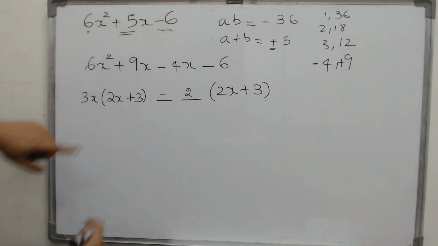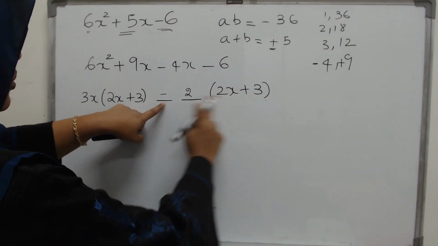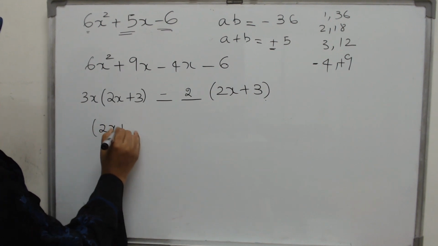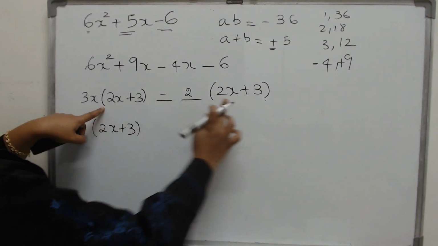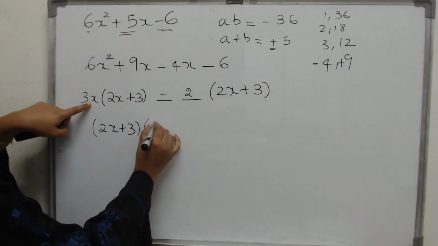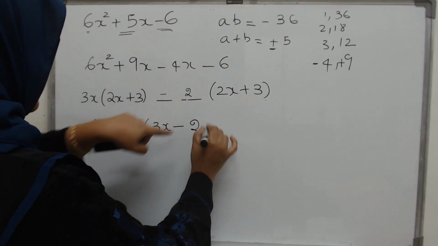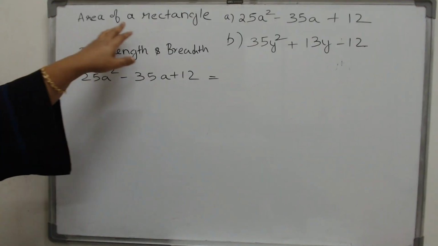Now see if it all fits. This minus 4x, this minus 6. Correct? So what is the common factor in both of this? 2x plus 3, 2x plus 3. What is left here? 3x. What sign? Minus. What number? 2.